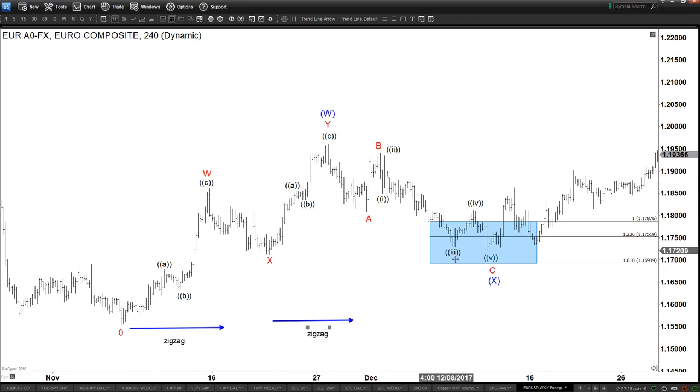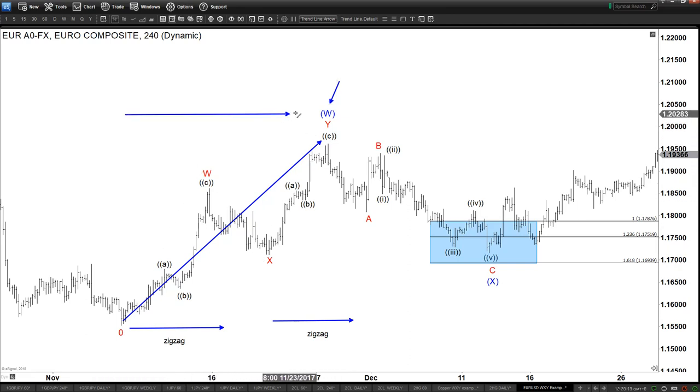Again, you can see another higher degree label here, the W and X in blue, but we are not going to look at it. But again, every single move needs to be a part of something that is bigger, okay? That's called the fractal nature of Elliott wave. So this WXY move in the red, this entire 3 waves move from here to here, forms a W of a higher degree. So this W in blue is subdivided into another WXY.